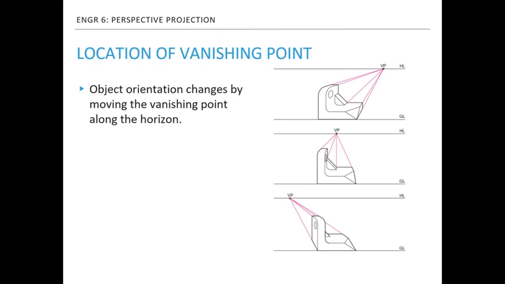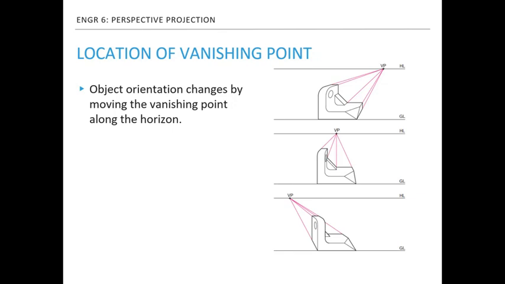The location of the vanishing point determines the orientation of the object. Consider only one vanishing point for now. The vanishing point is always on the horizon line, as we discussed. If the vanishing point is on the right side of the paper, you can see the right side of the object, as illustrated in the picture at the top. If the vanishing point is moved to the left, as in the bottom picture, the other side of the object is visible. So you need to decide the location of the vanishing point so that a proper side of the object can be viewed.